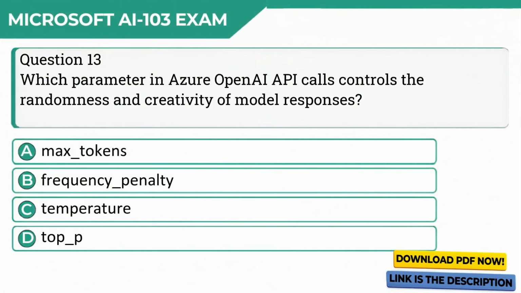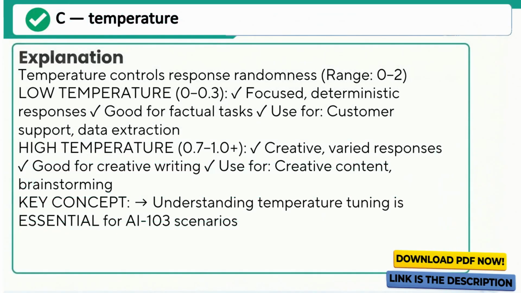Question 13. Which parameter in Azure OpenAI API calls controls the randomness and creativity of model responses? A. Max_tokens. B. Frequency_penalty. C. Temperature. D. Top_P. Correct answer, C. Temperature. Explanation: temperature controls response randomness.